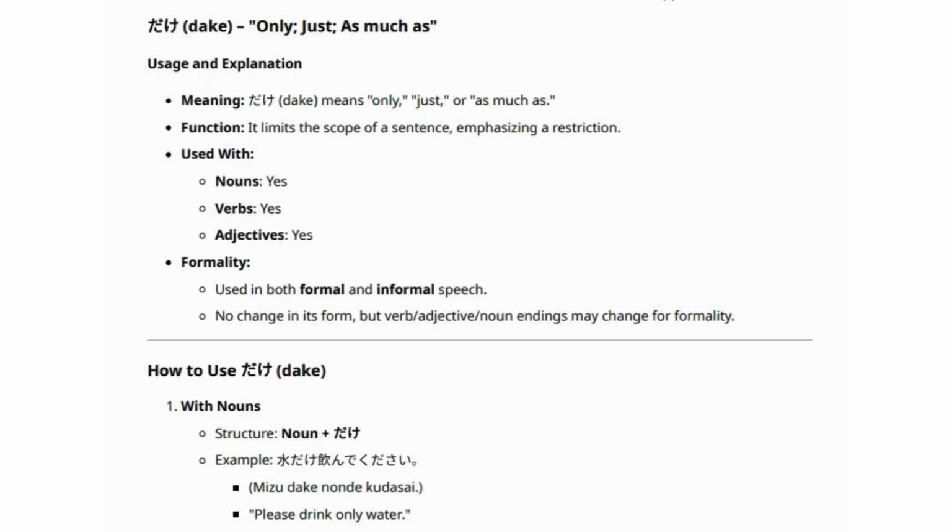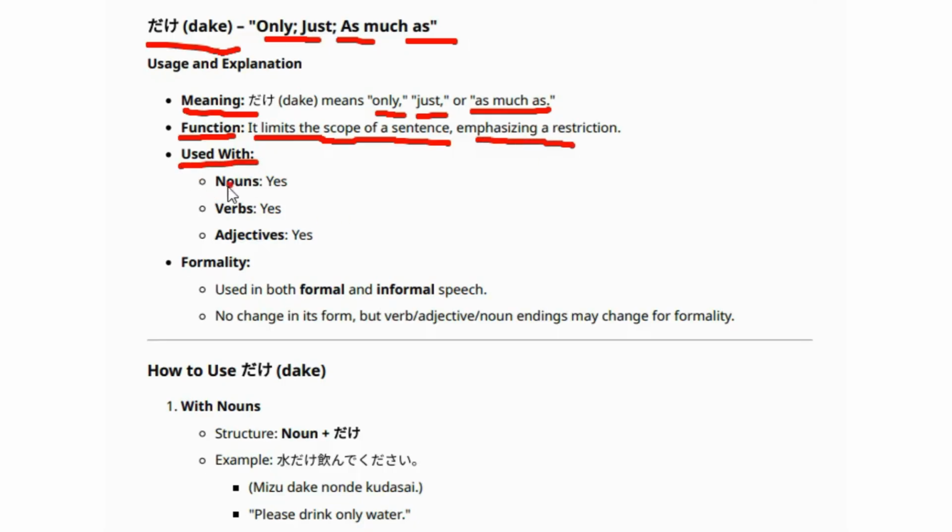So the grammar point is dake, which means only, just, or as much as. What is the function of this? It limits the scope of a sentence, emphasizing a restriction. It is used with nouns, verbs, and adjectives.